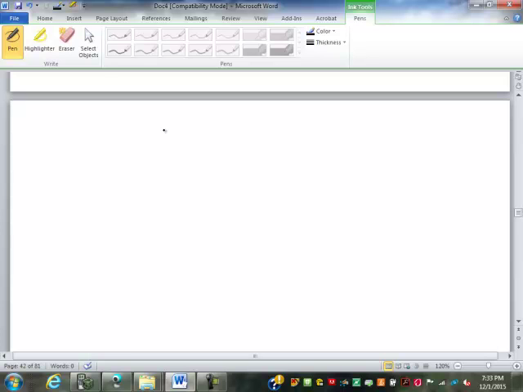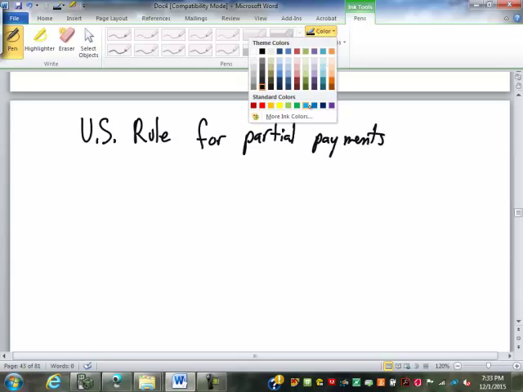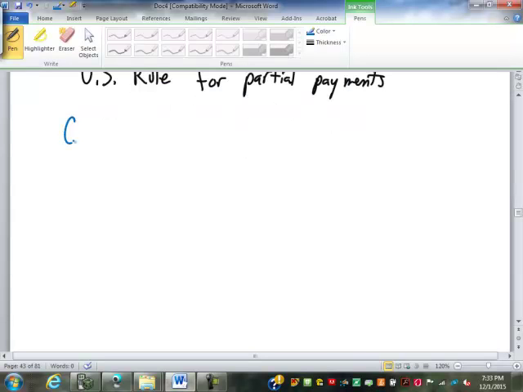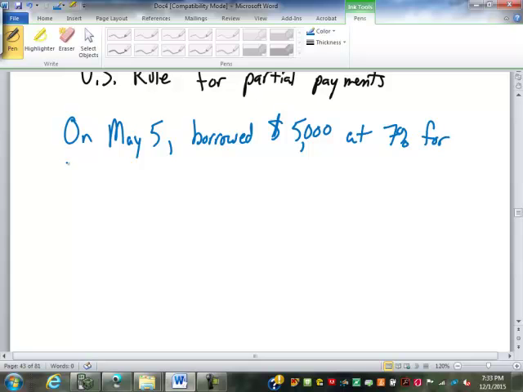Other things we'll need to be able to do. We'll need to be able to use the US rule for partial payments. So let's say that on May 5th, borrowed $5,000 at 7% for 60 days.